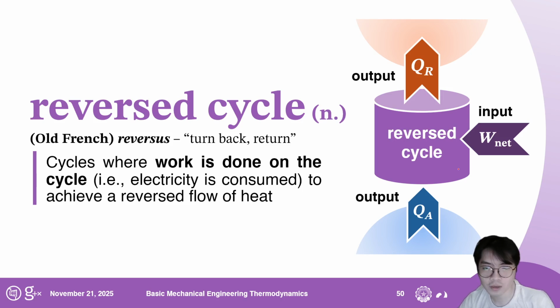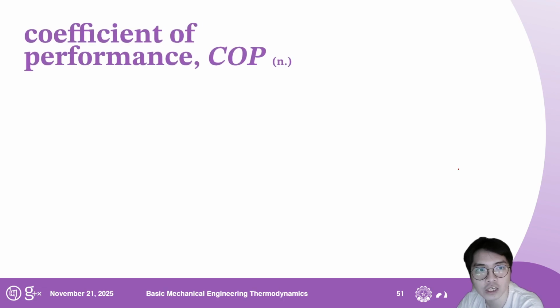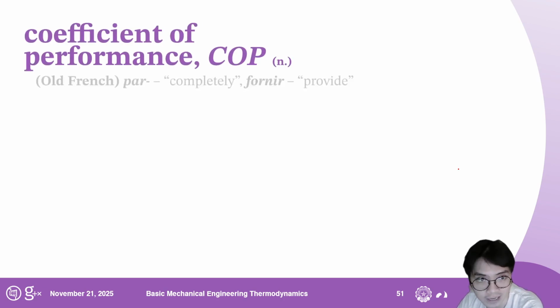If you want to be cooled, your output is QA, and it just so happens that QR is a byproduct. Conversely, if you want to be heated up, your QR is your output, and your QA is just a byproduct. Okay, that is your reversed cycle. And so now we can hone our definition of efficiency. We can actually define two different ways, right? And two different measures of performance depending on what it is that you want to do. The more famous one is the coefficient of performance, or the COP.